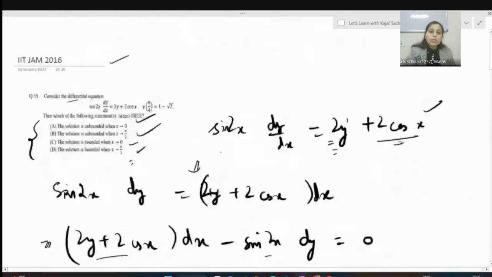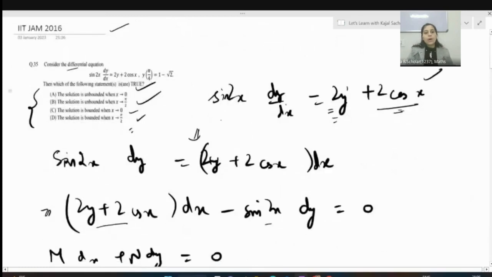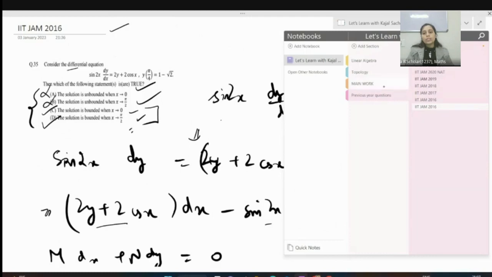So in both situations, we get that the solution is bounded. So options C and D are correct, and A and B are incorrect. So the correct options are C and D. So this is the required answer, and this is all the questions based on our today's lecture.